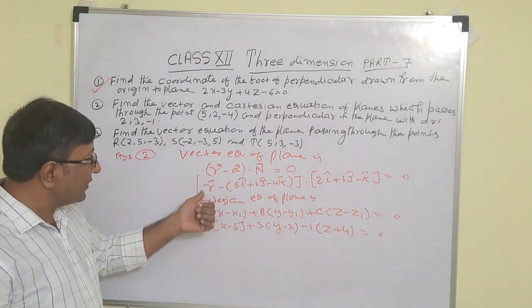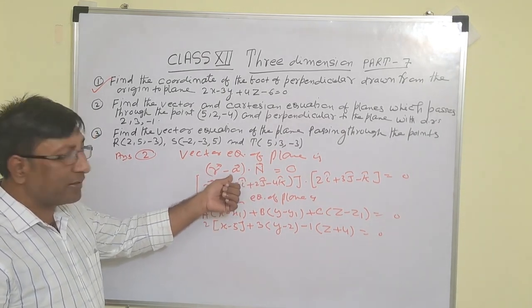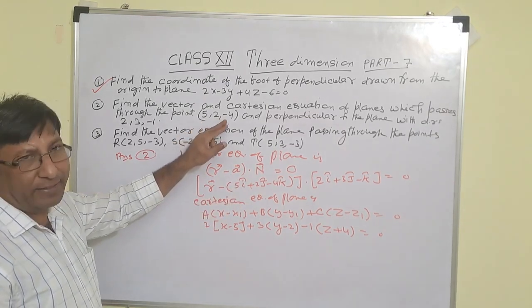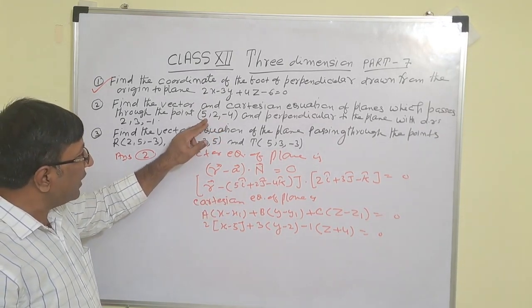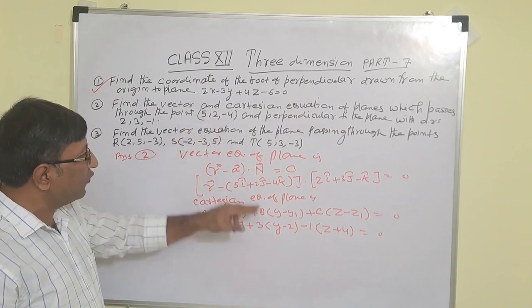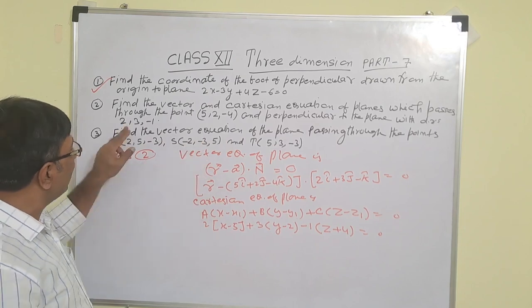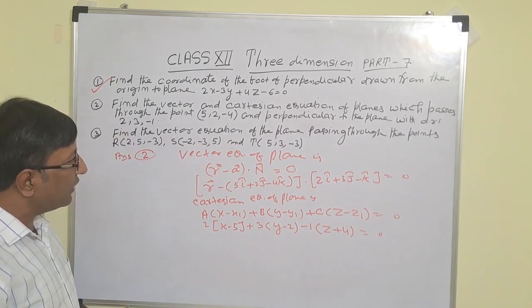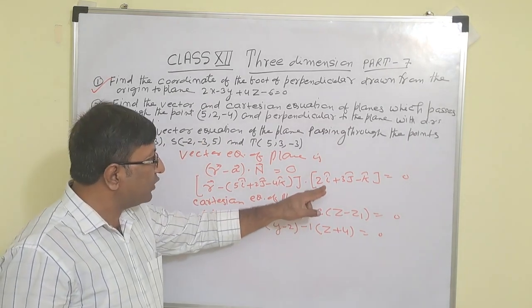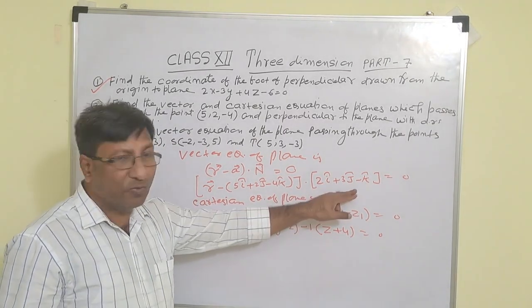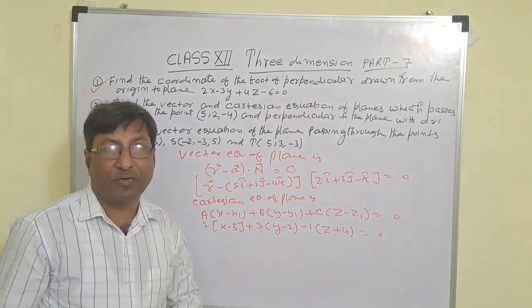So r vector minus a vector is the position vector of the given point. The given point is 5, 2, minus 4. So this is 5 unit vector i, 2 unit vector j, minus 4 unit vector k. And the next one is the given direction ratio, so this is the n vector you can write. n vector is 2 unit vector i plus 3 unit vector j minus unit vector k. So this is the vector equation of the plane.